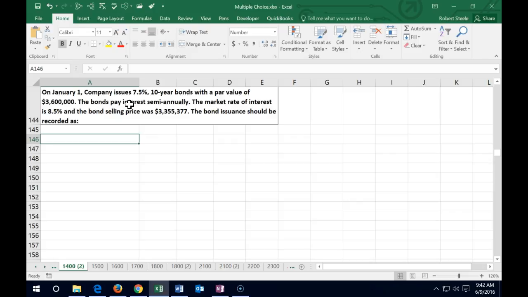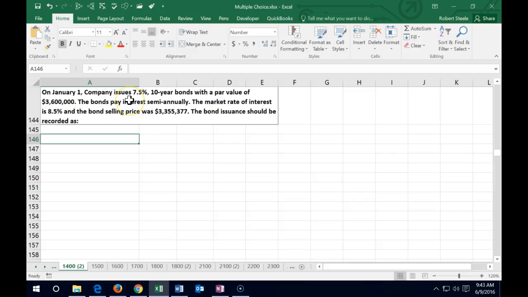But in a bond, we're going to say that the bond interest rate has already been set. You can think of it as set in stone. Can't change it. Already there. And if it does not match the market rate, then we're going to have to change something else other than the bond rate. So in this case, what can we change? We can change the issuance price.